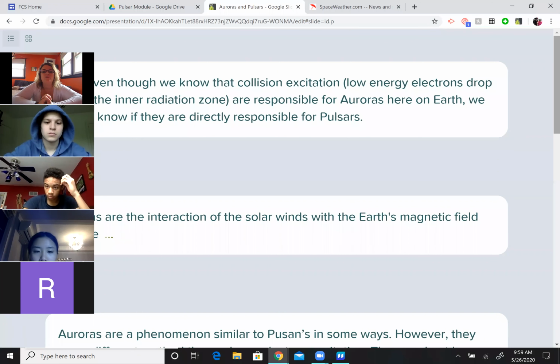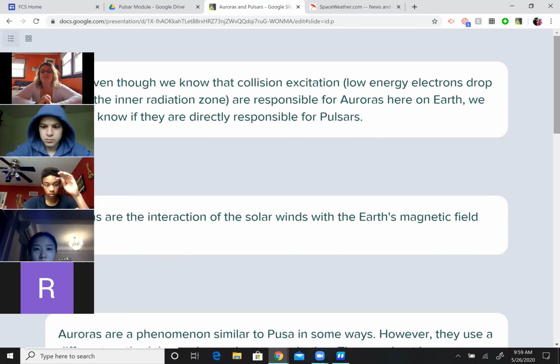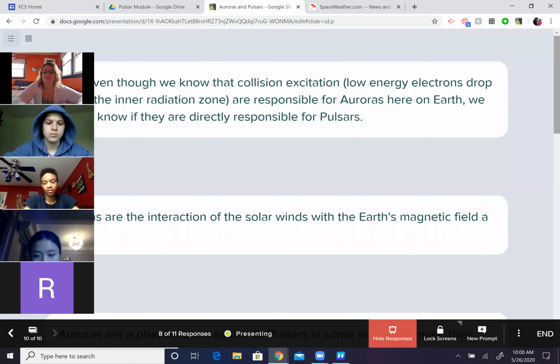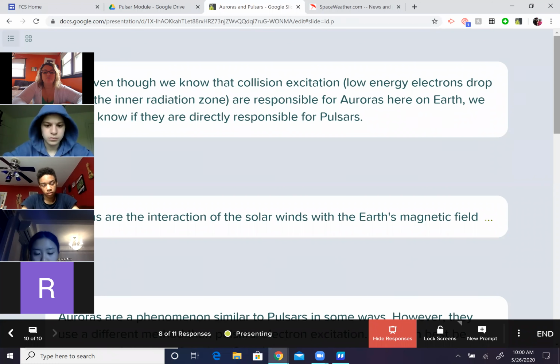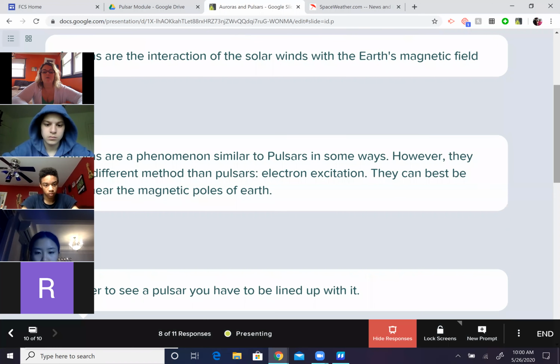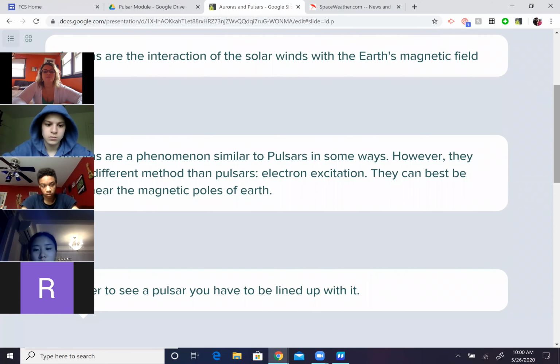That even though we know that collisional excitation, low energy electrons dropping out of the inner radiation zone, are responsible for auroras here on Earth, we do not know if they are directly responsible for pulsars. Yes, and I would add that we're pretty sure that collisional excitation is not the mechanism for radiation of pulsars. We're fairly sure of that, but we know that particles are directed by the magnetic fields of pulsars. Auroras are the interaction of solar winds with the Earth's magnetic field. Yes, that is correct. Auroras are a similar phenomenon to pulsars in some ways. However, they use a different method than pulsars, electron excitation. They can best be seen near the magnetic poles of Earth.